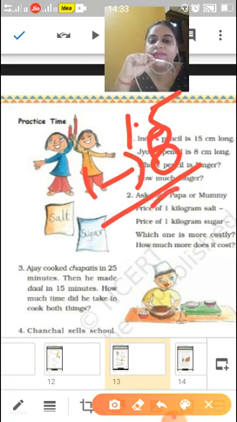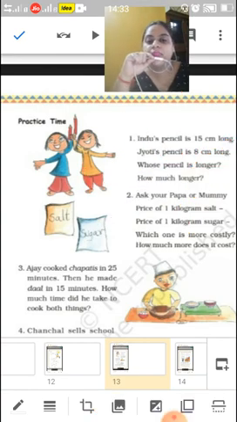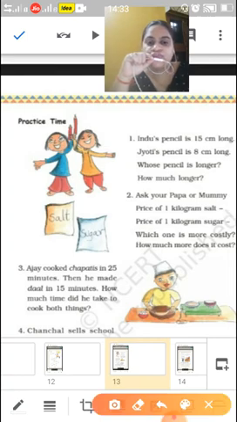Yes, 7. Very good. So this you will write here. 15 minus 8, your answer is 7. Okay. Now next, you will do here only, under the question only.